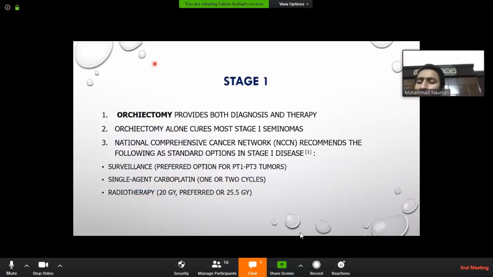Stage 1, the orchiectomy provides both diagnostic and therapeutic benefits. Orchiectomy alone cures most of the stage 1 seminomas. The NCCN recommends the following as standard option in the stage 1 disease: the surveillance, the single agent carboplatin chemo, 1 or 2 cycles, and radiotherapy of 20 grays preferred or 25.5 grays.